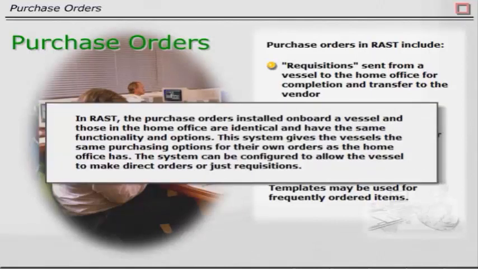In RAST, the purchase orders installed on board a vessel and those in the Home Office are identical and have the same functionality and options. This system gives the vessels the same purchasing options for their own orders as the Home Office has. The system can be configured to allow the vessel to make direct orders or just requisitions.